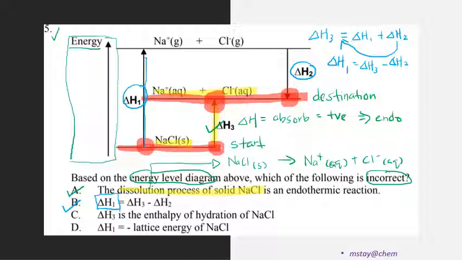Option C says delta H3 is the enthalpy of hydration. Just now we already mentioned that H3 is the enthalpy of solution over here. So that's why option C is wrong.